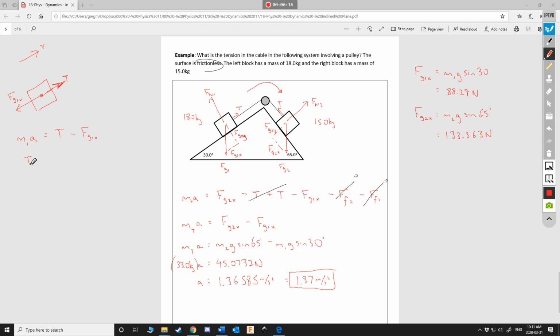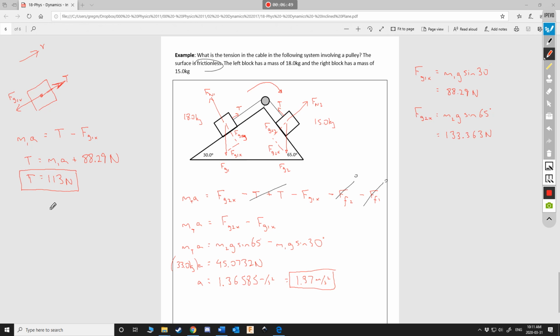If we rearrange this equation, we get T is equal to m1a plus Fg1x, which was that 88.29 newtons. So we can solve for that tension: 88.29 plus an 18 kilogram block at 1.37 meters per second squared. You get around 113 newtons of force in that wire.